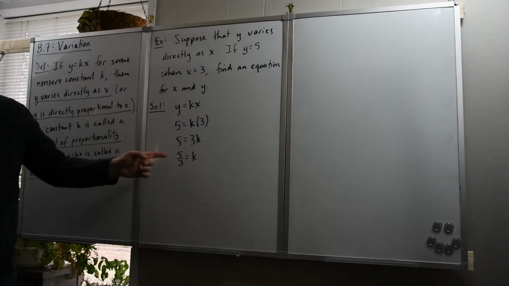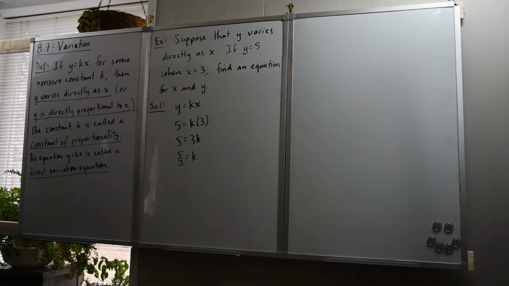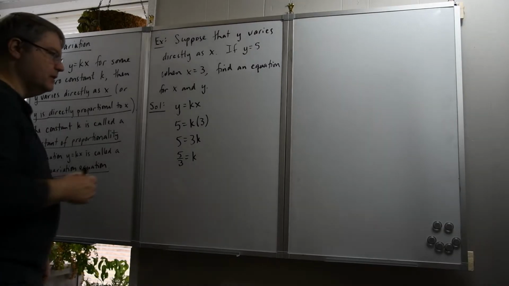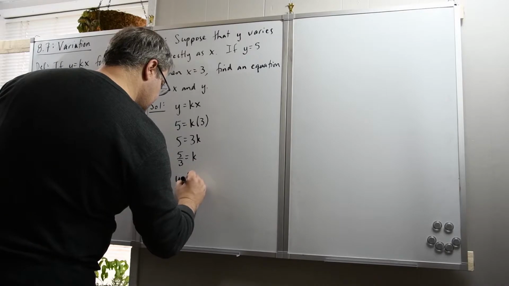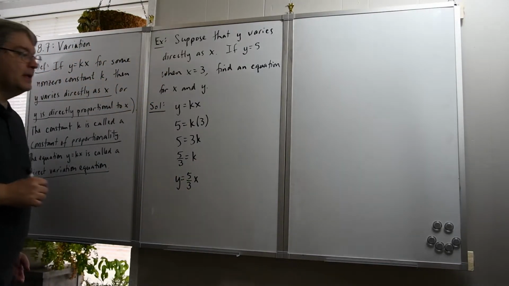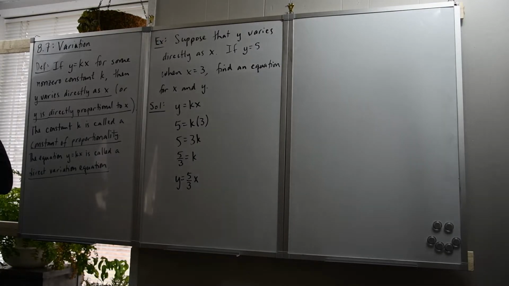Well, if k is equal to 5/3, we can then go back to this more general equation, plug in the 5/3 for k, and that'll give us our answer to the particular situation here. So we'll have y is equal to 5/3 x, and that is our equation for x and y.